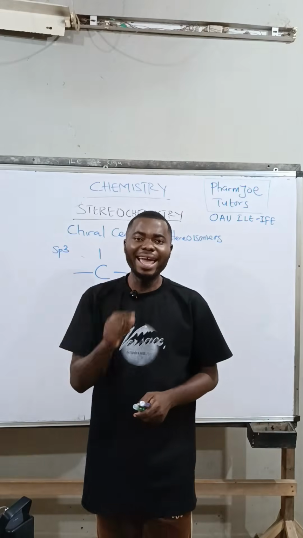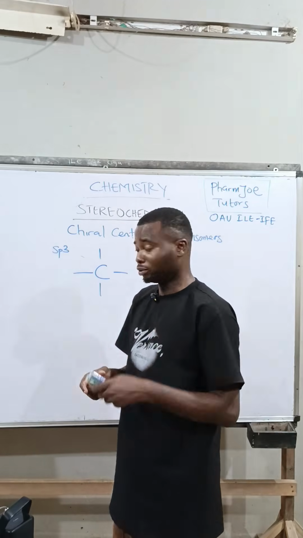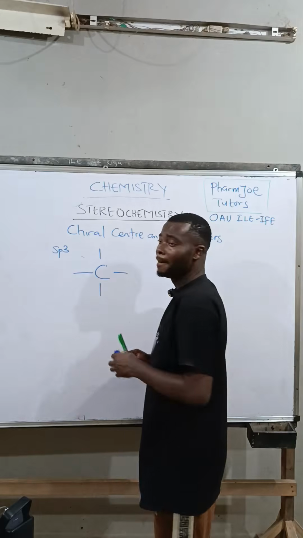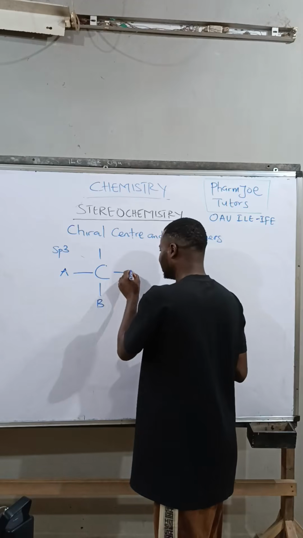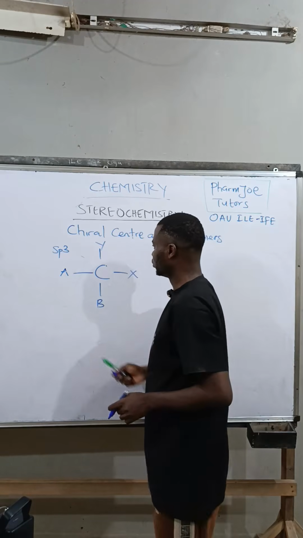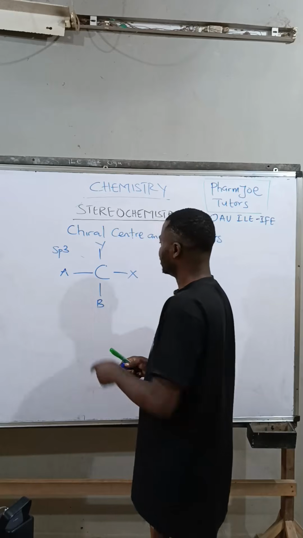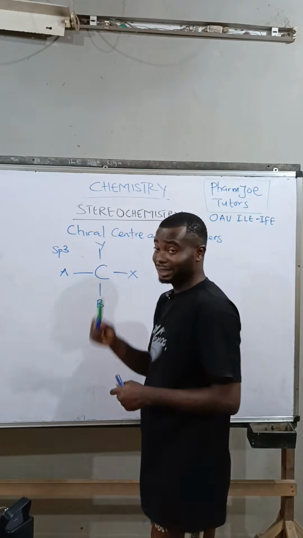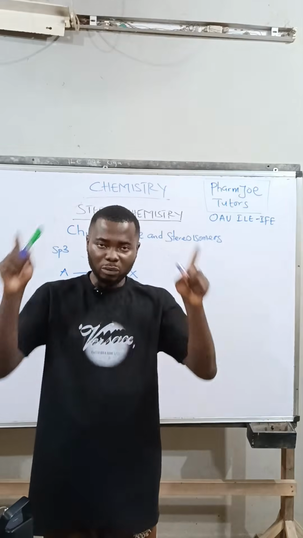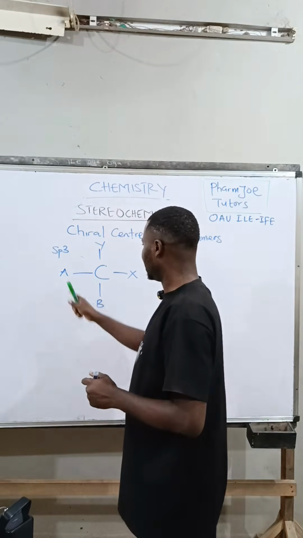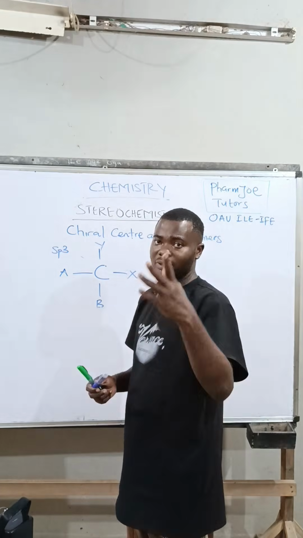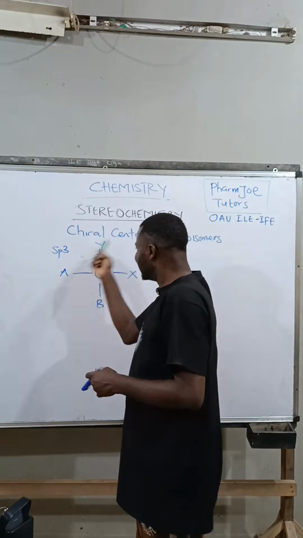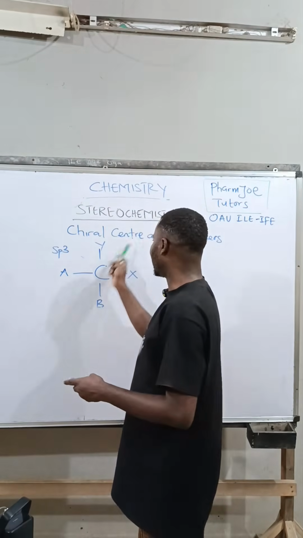Now, the 4 elements or substituents surrounding this carbon must not be equal, meaning that A, B, let's say X, and Y. So, firstly, it is an sp3 carbon with 4 bonds around it, and the elements must not be equal. So A is not equal to Y, Y is not equal to B, B is not equal to X. Now, with this information, we can easily locate our chiral center.